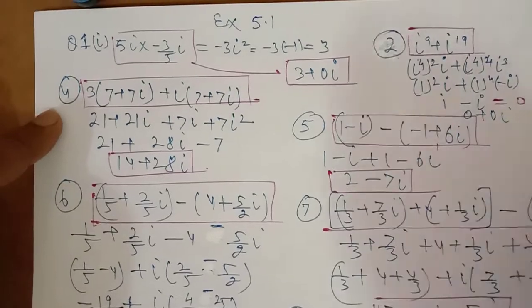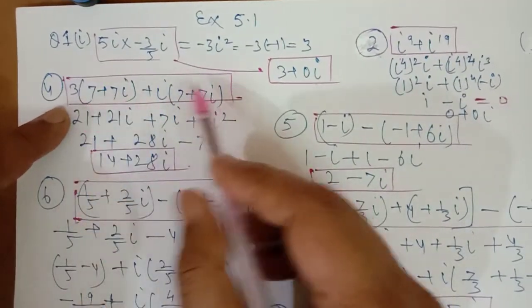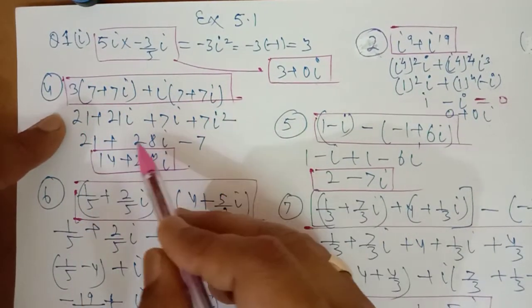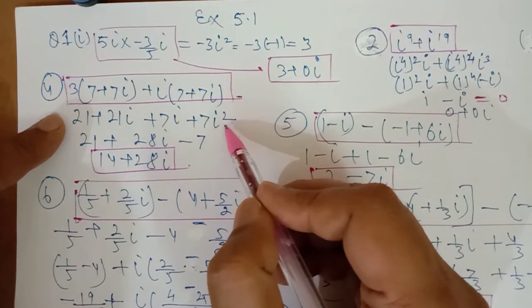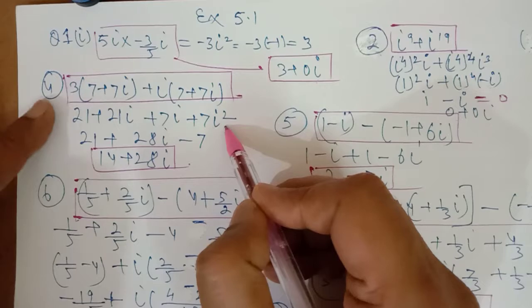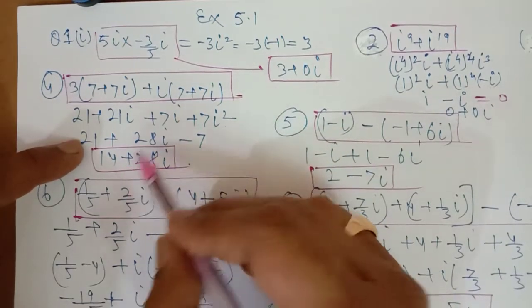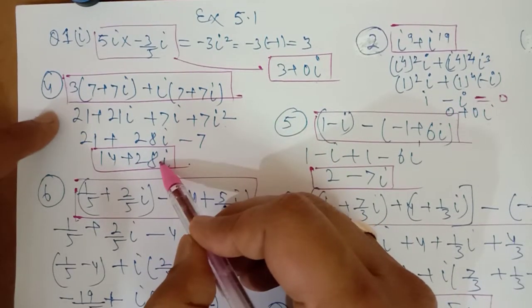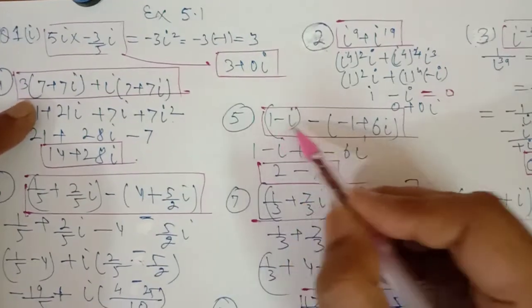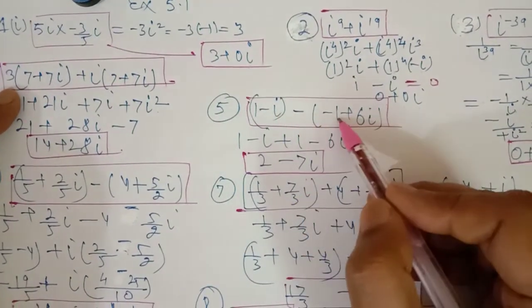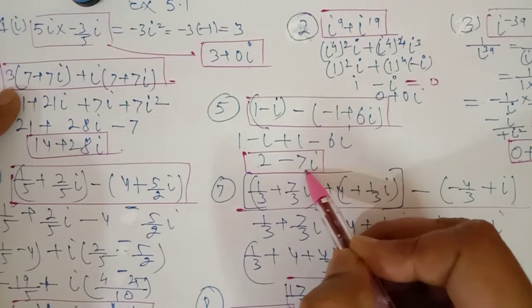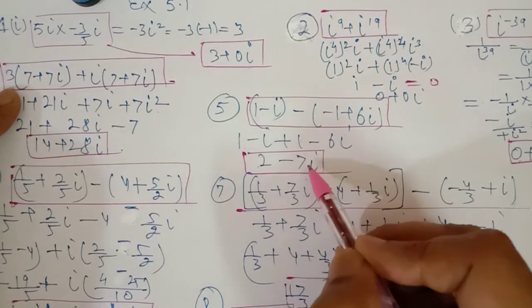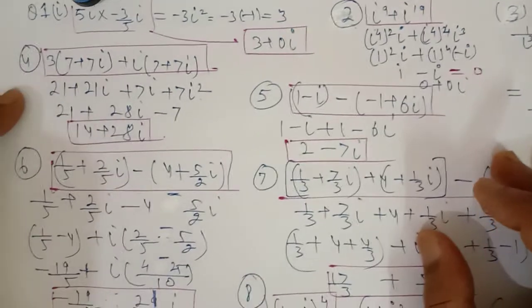In question number 4, you have to simplify this. Simply open the bracket, and whenever you get i square, you know that it is equal to -1. Collect the real part with the real part and the imaginary part with the imaginary part. Here, open the bracket, 1 minus 6i, the real part is 2 and the imaginary part is -7. So this is the standard form of this complex number.